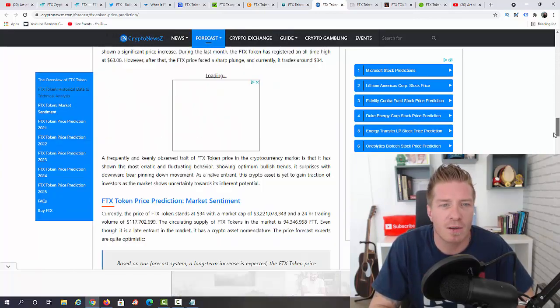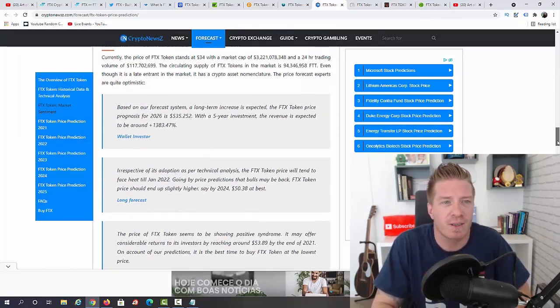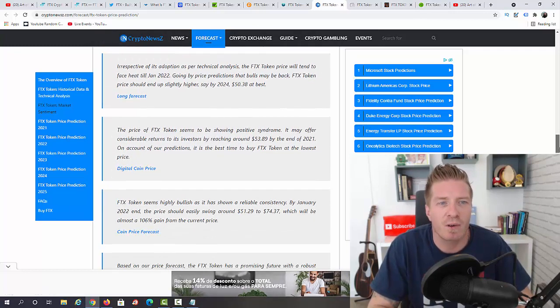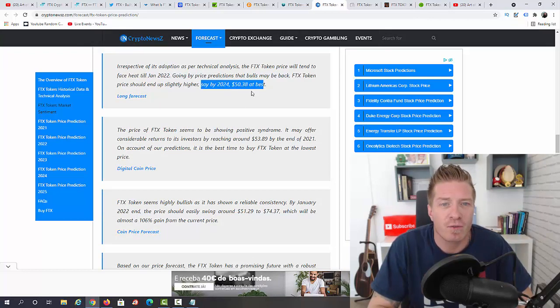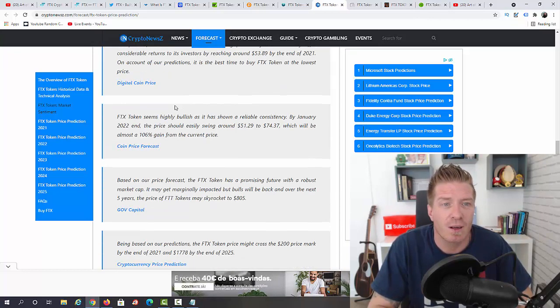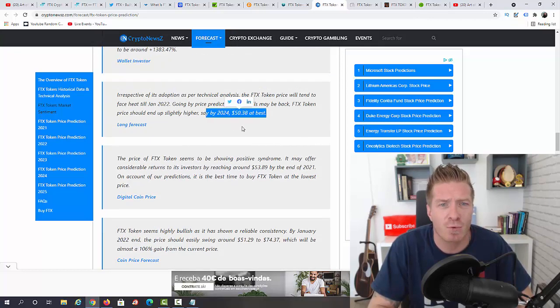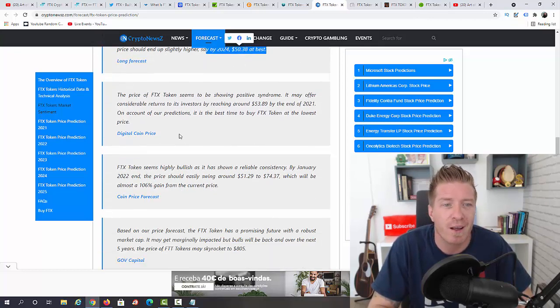Let's skip the whole article. They have a pretty wrong article. So first of all, they have a few predictions from different websites. Wallet Investor, we already covered. A long forecast, they say 2024, $50 at best. So actually bearish, but I think this is actually correct, because then it will peak again in 2025.